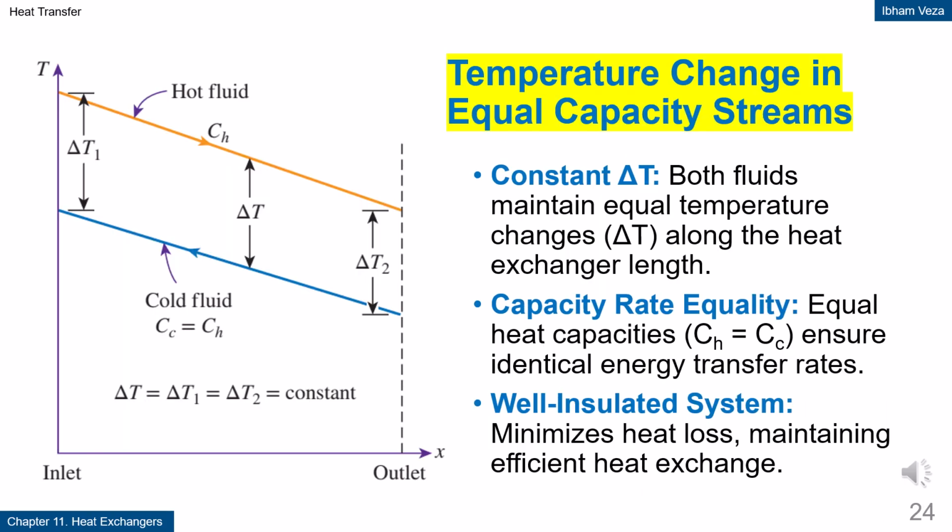Temperature change in equal capacity streams. When the heat capacity rates of both fluids are equal, their temperature changes will be equal in magnitude. This results in symmetric temperature profiles along the heat exchanger. This condition applies only if the system is well insulated from the surroundings. This concept is very useful to simplify energy analysis. With this assumption, the relationship between inlet and outlet temperatures becomes easier to understand.